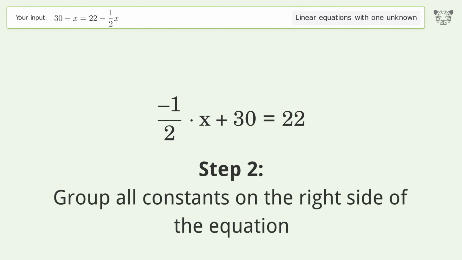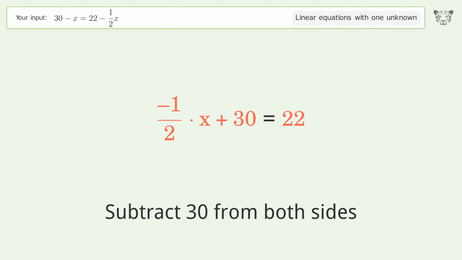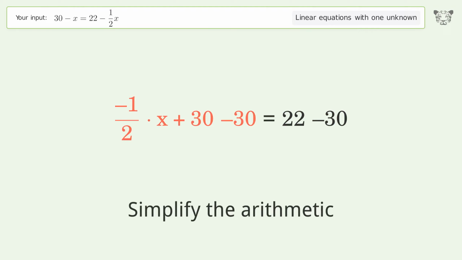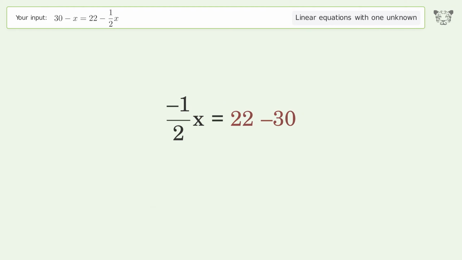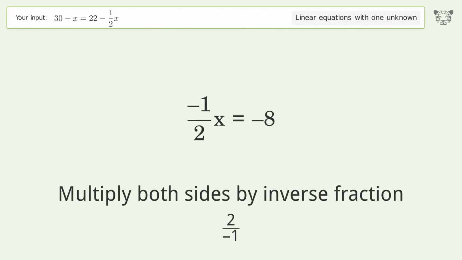Group all constants on the right side of the equation. Subtract 30 from both sides. Simplify the arithmetic. Isolate the x. Multiply both sides by inverse fraction 2 over -1.